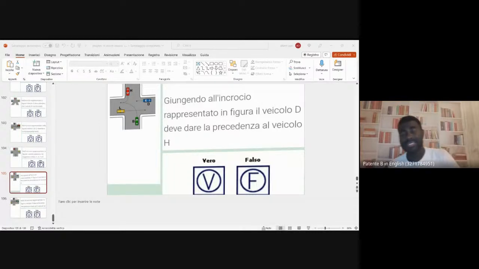And clearly, the answer to this question is true, guys. If you look at this junction, D must give right of way to H, and the answer is true. So H goes first, D is second, B is third, and L is the last vehicle to go as well.